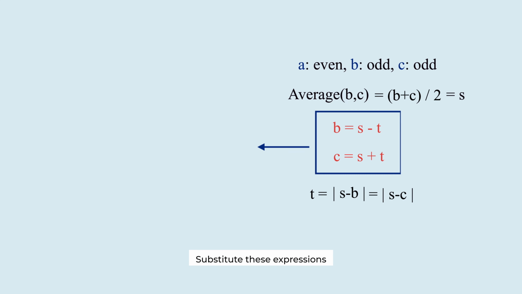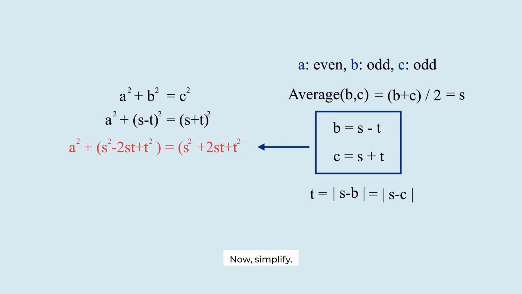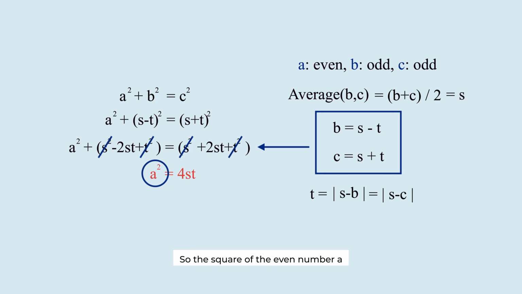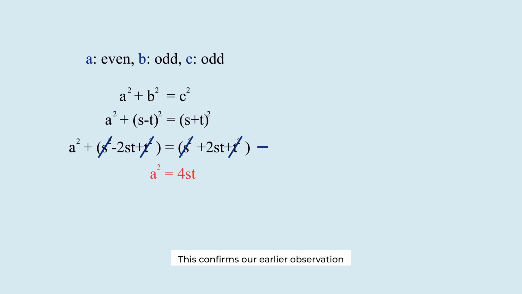Substitute these expressions into the Pythagorean theorem. Now simplify. So the square of the even number A equals 4 times the product of S and T. This confirms our earlier observation.